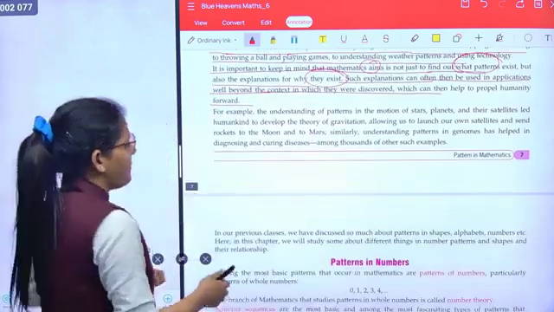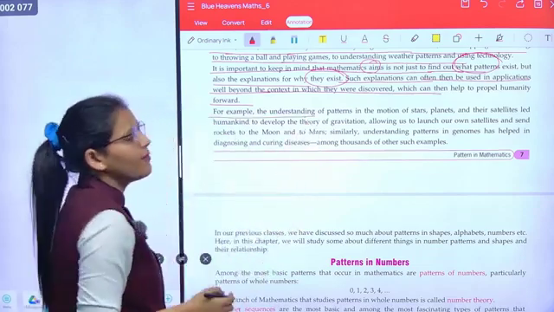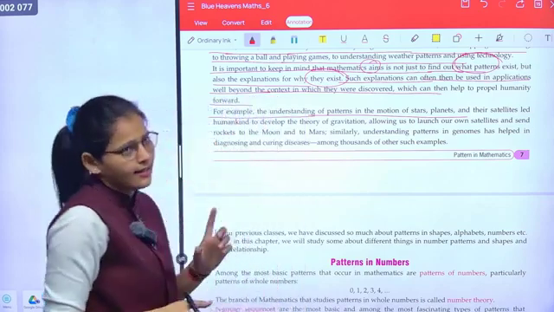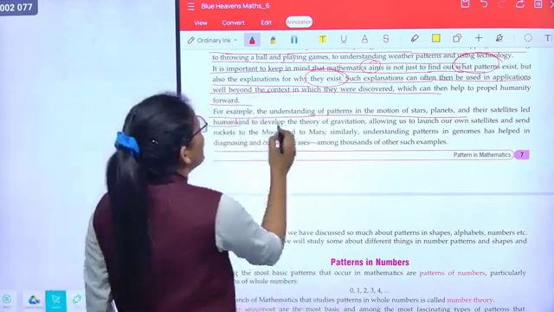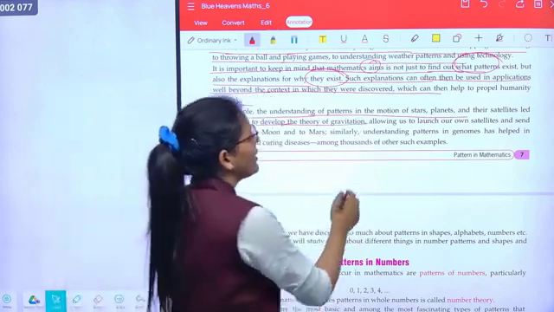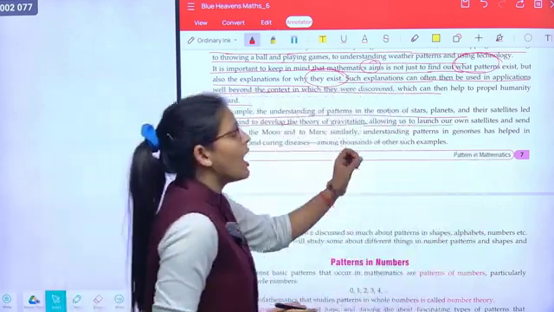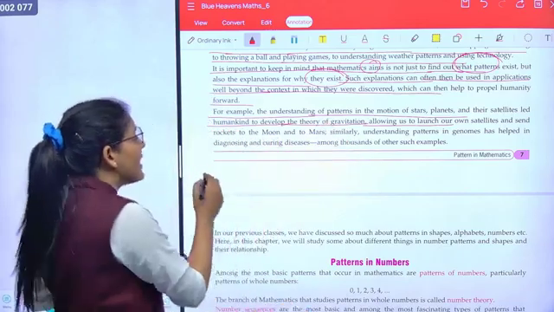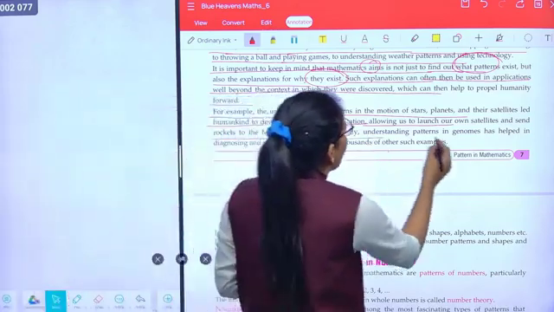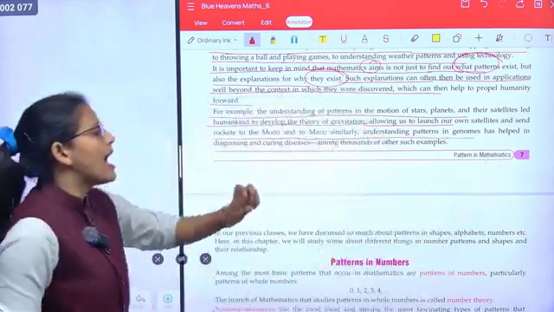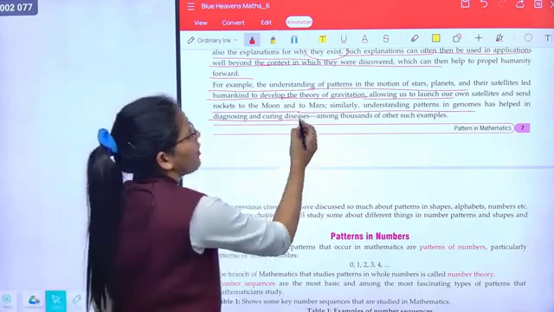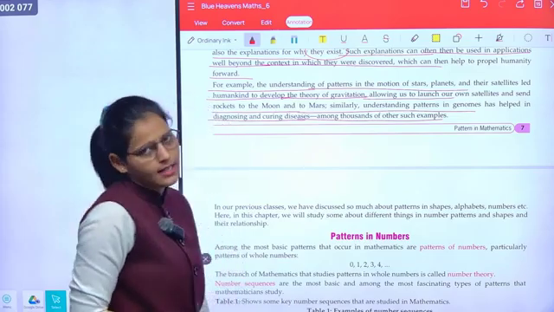Now class, for example, the understanding of patterns in the motion of stars, planets and their satellites led humankind to develop the theory of gravitation, allowing us to launch our own satellites and send rockets to the moon and to Mars. Similarly, understanding patterns in genomes has helped in diagnosing and curing diseases, among thousands of other such examples.